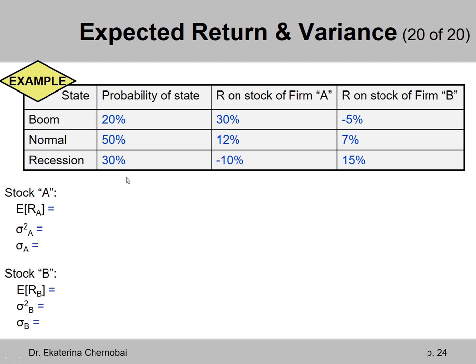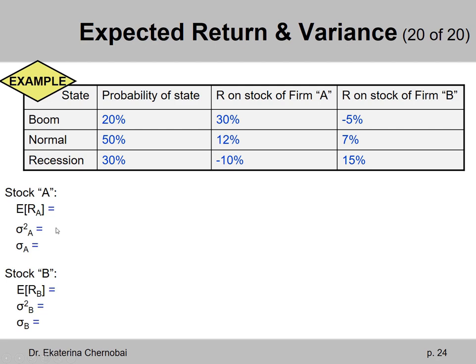So let's look at this problem. We have a 20% of the boom state, a 50% of the normal state, and a 30% of the recession state. The return on stock of firm A is 30% in the boom, 12% in normal, minus 10% in recession. The return on the stock of firm B is minus 5% in boom, 7% in normal, 15% in recession.